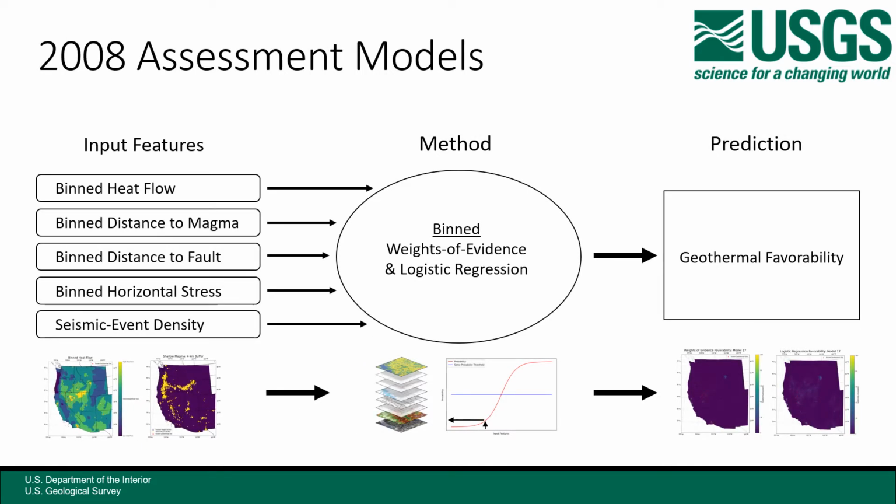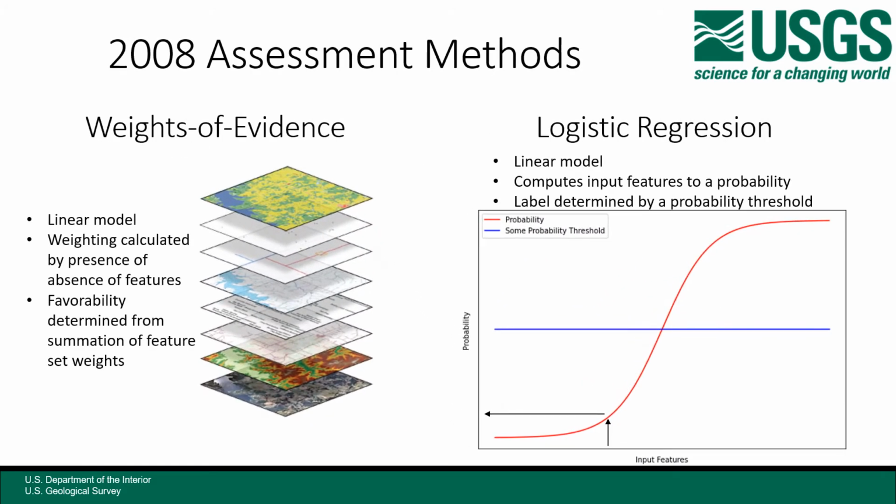Now, let's take a second to talk about the methods. Although much more could be said about either method, understand that both methods are linear. In the case of weights of evidence, each input feature set is given a weight value depending upon that input feature set's association with the labeling, that is, the presence of a geothermal system or its unknown attribute. In the case of logistic regression, the input feature sets are projected against a sigmoidal function to give a probability or favorability value.